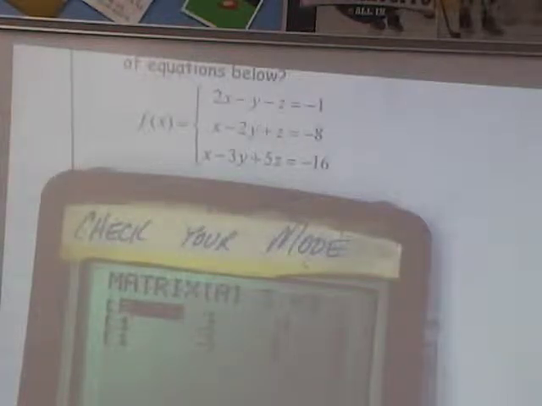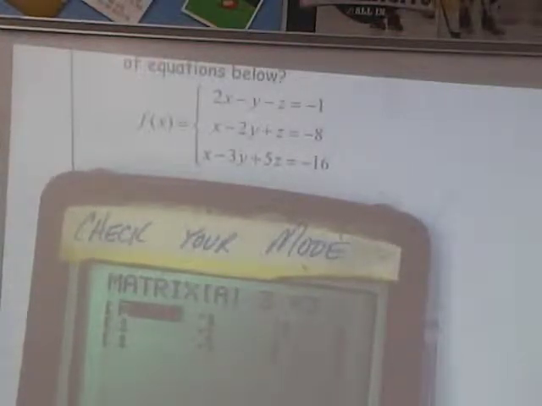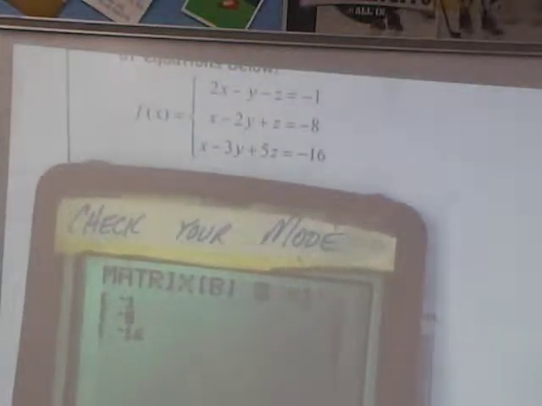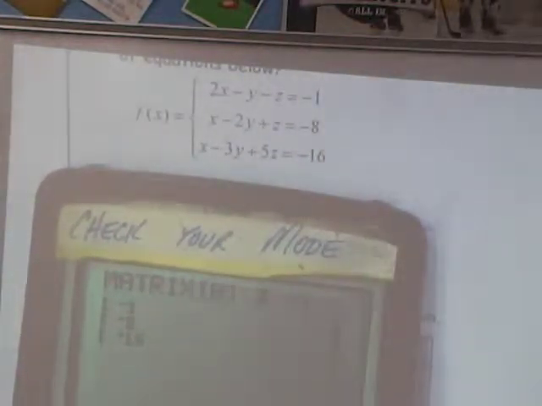Second matrix, which is the 4th button down on the left, see it? And you want to edit. And you want a 3 by 3. So put in the coefficients, and then we want to edit the B matrix. So second matrix, arrow over to edit, and then down to B. And that should be a 3 by 1. And there you want to put in the constants at the end. -1, -8, -16.